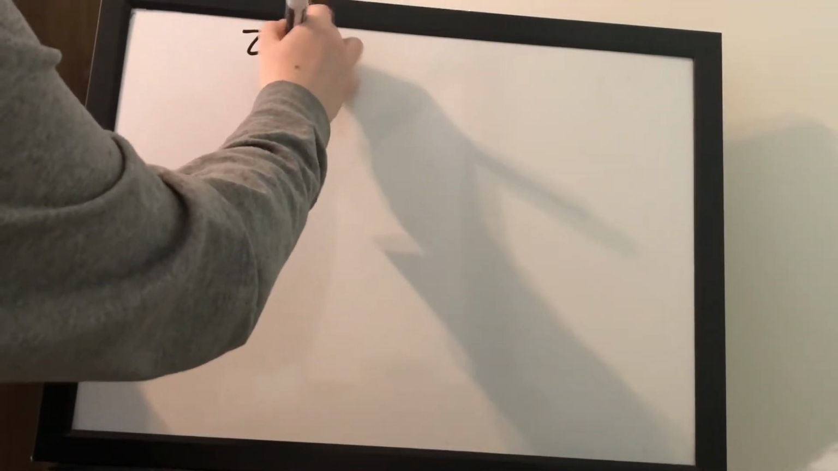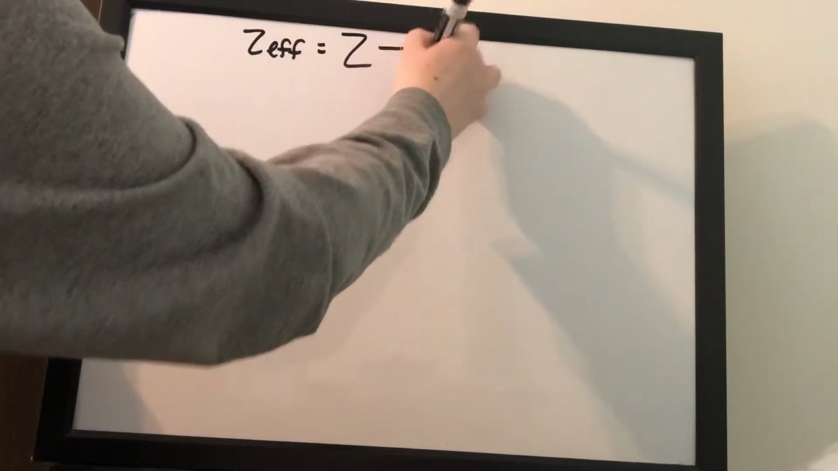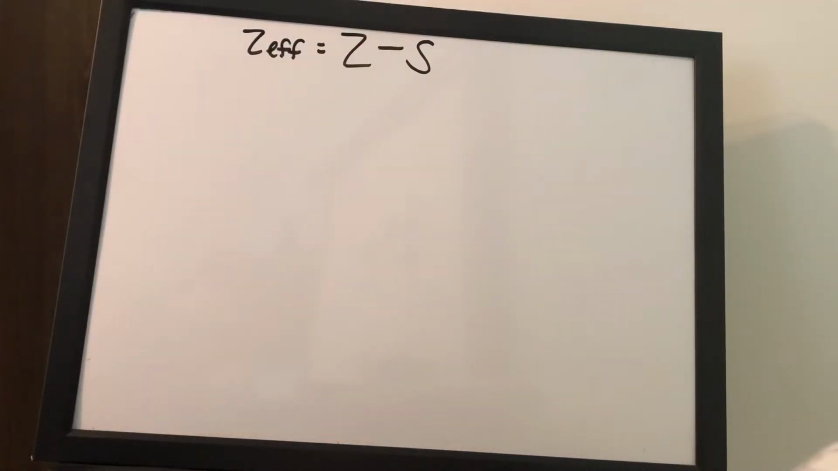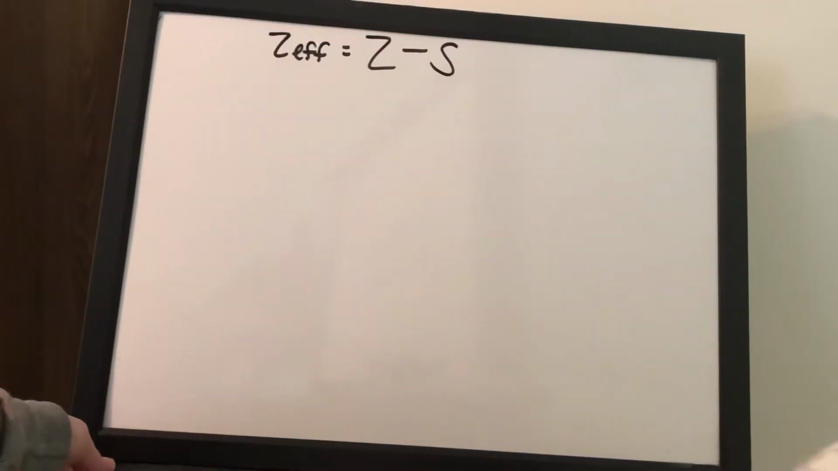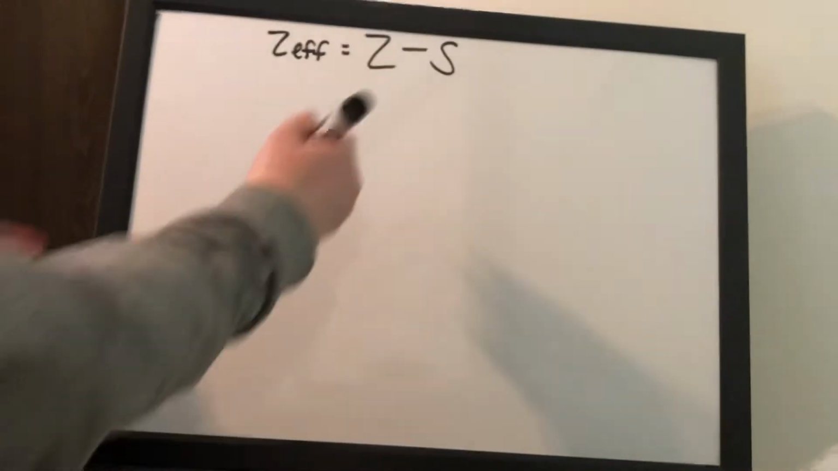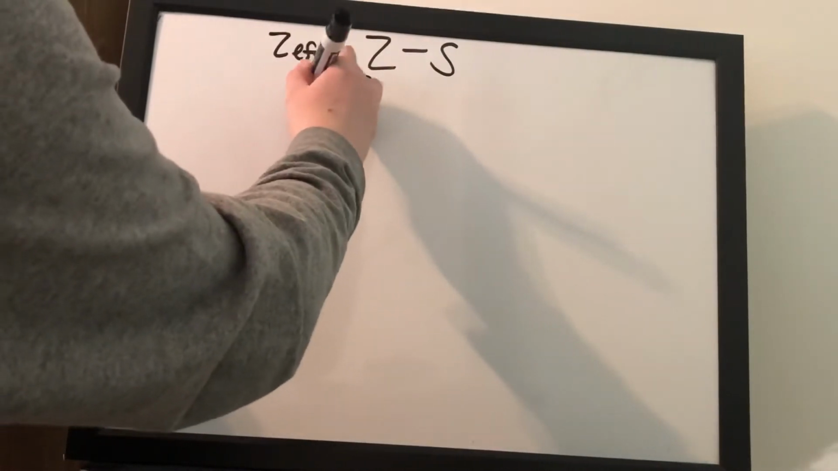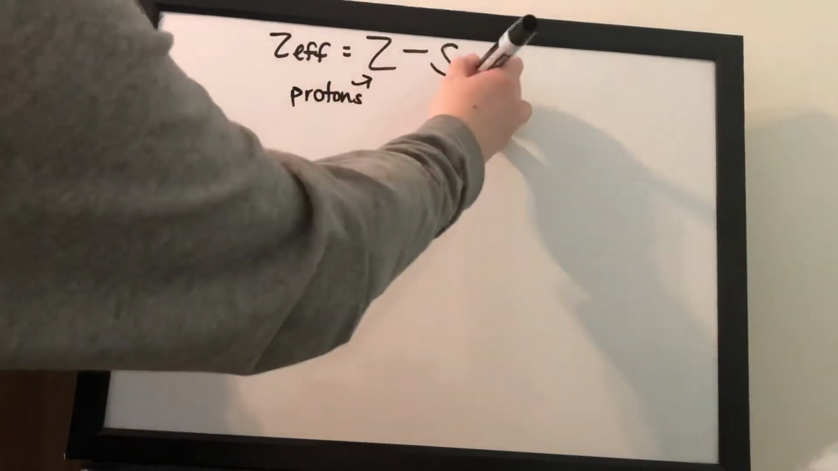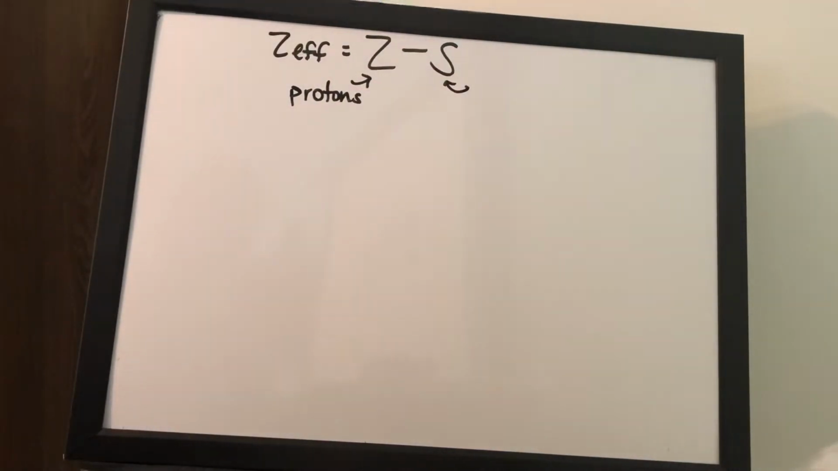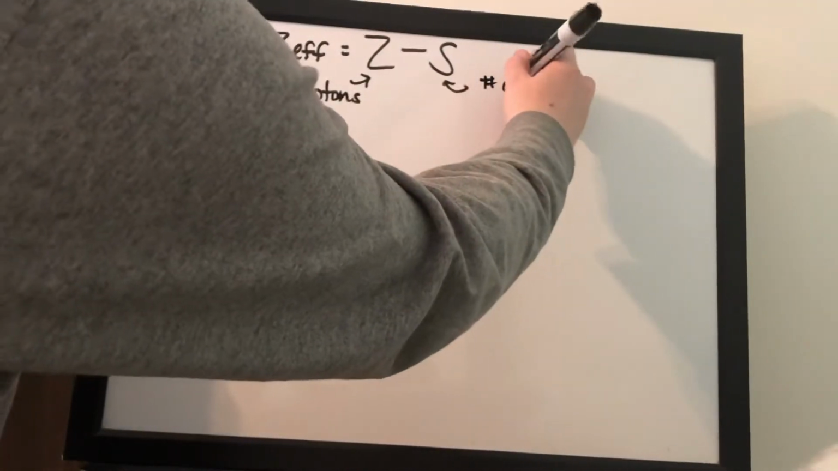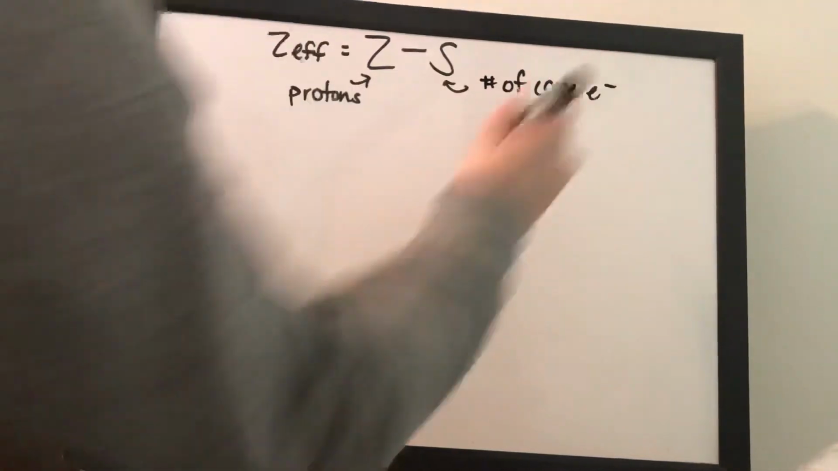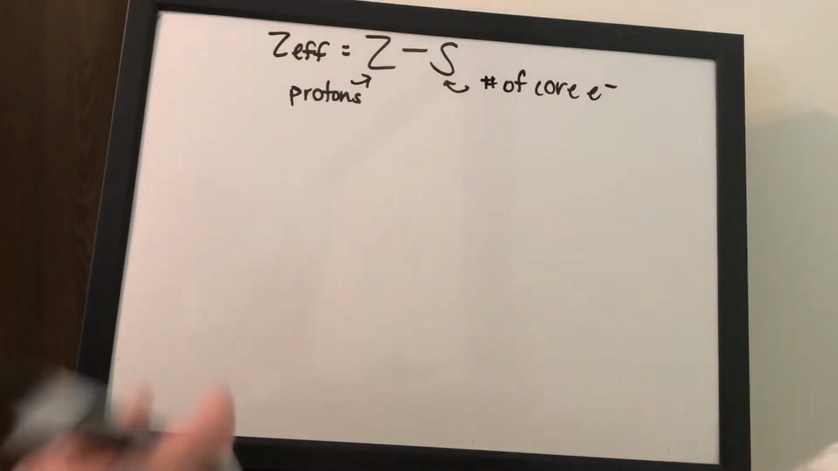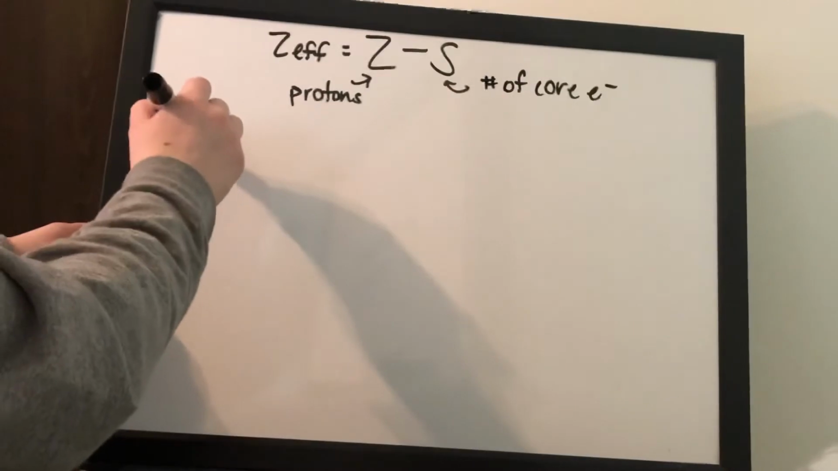So there's a formula for Zeff, and it says this. The formula is Zeff equals Z minus S, where Z is the number of protons, and S is the number of core electrons. So this is really a very simple formula. So let's talk about sodium.